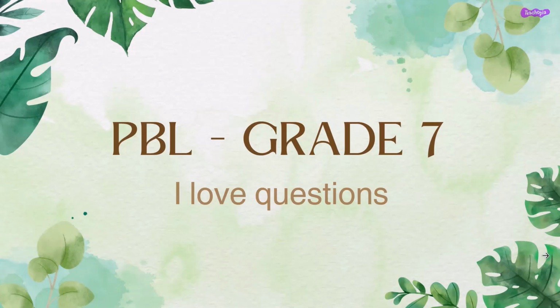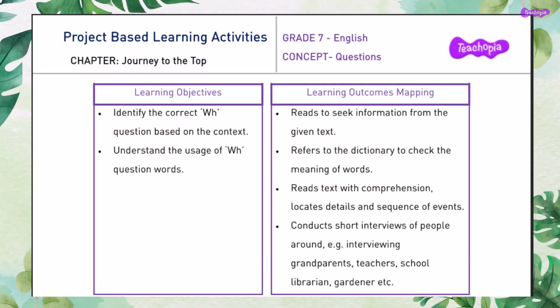PBL for grade 7 is I Love Questions. We will be exploring the PBL for the chapter Journey to the Top for the concept questions. The learning objectives are: identify the correct WH question based on the context, and understand the usage of WH question words.